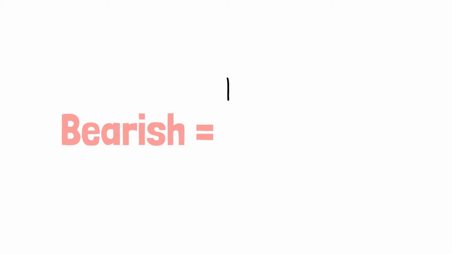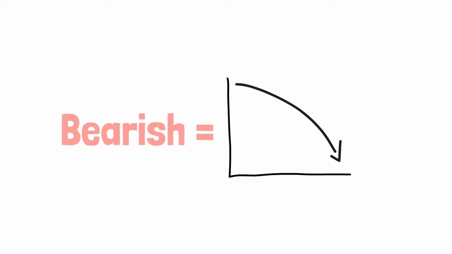Next up, we have bearish, and bearish is the opposite of bullish. Bearish refers to a stock that looks like it's going to go down in price or has decreased in price. So when traders refer to a bearish candle, it means that the price has either decreased or gives the perception that it will decrease.